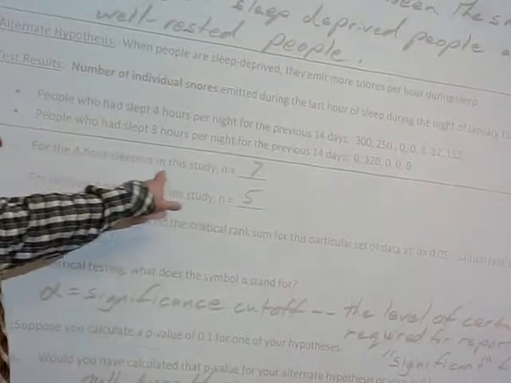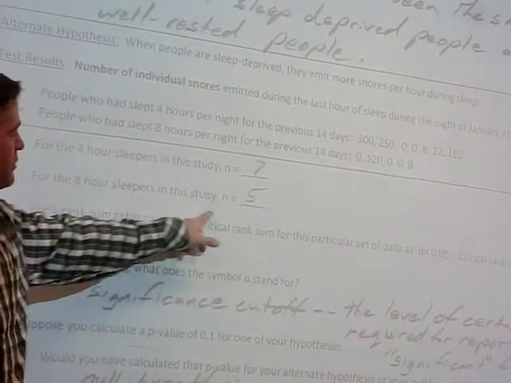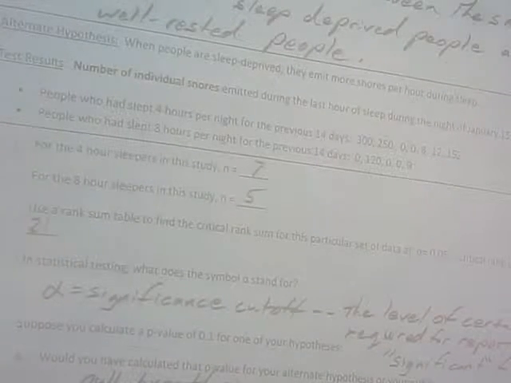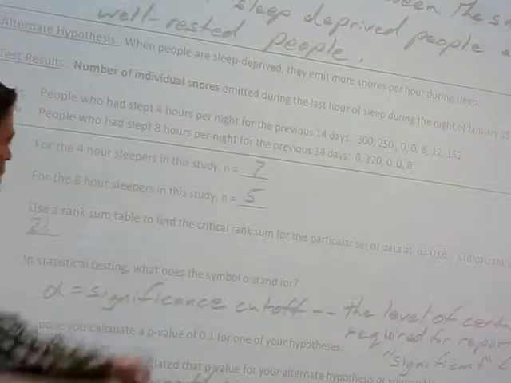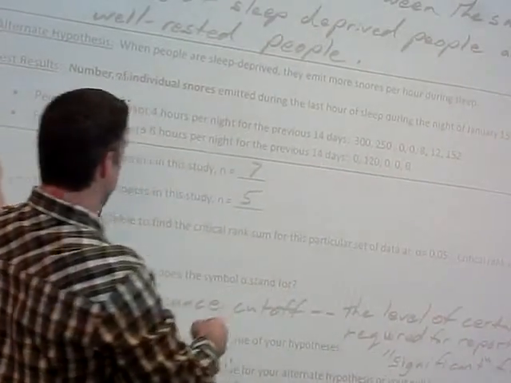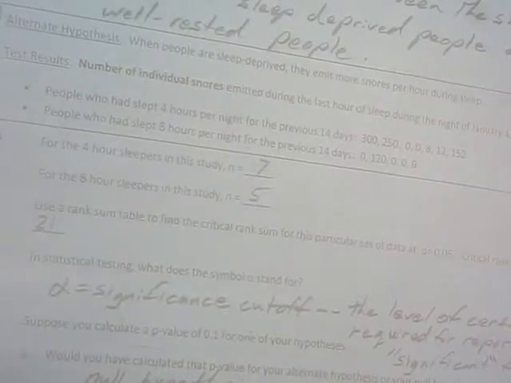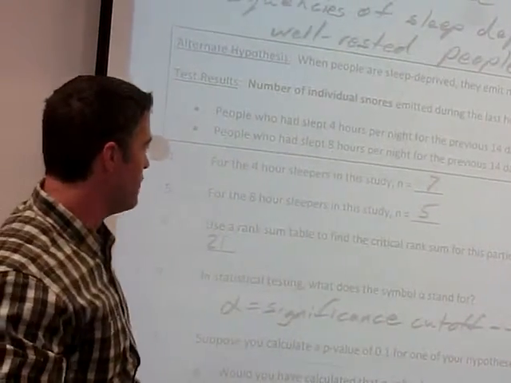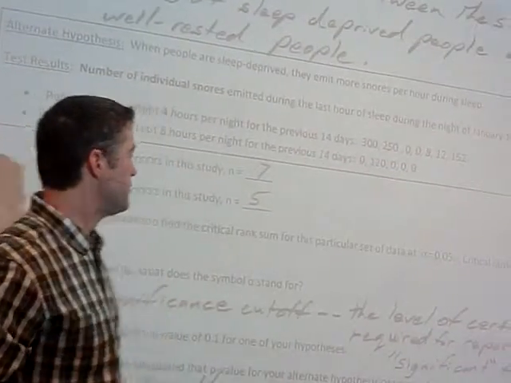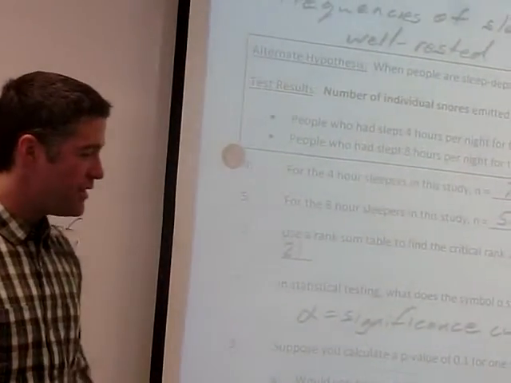So for the 4-hour sleepers, N stands for sample size, or number. I don't really know why. I should look that up sometime. But there are 7 people in this group. The people who slept 4 hours per night for the previous 14 days, there were 7 of them. And the 8-hour sleepers, there were 1, 2, 3, 4, 5. So it's a 5 by 7 test.